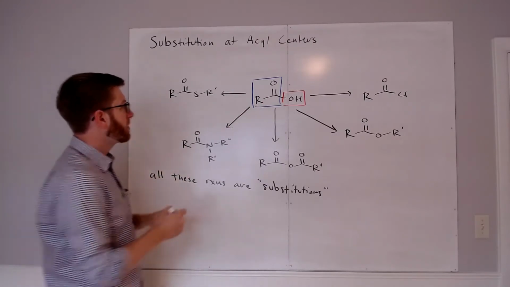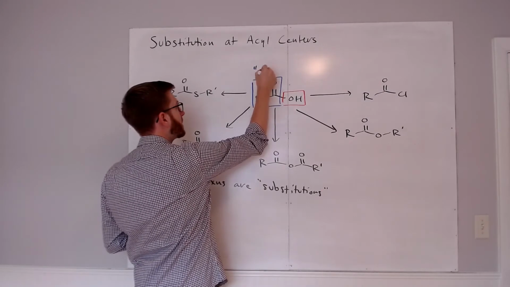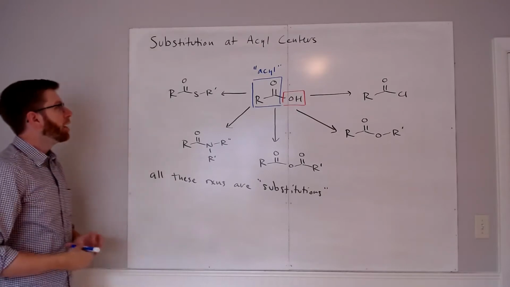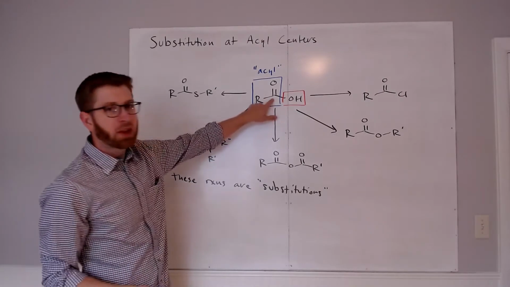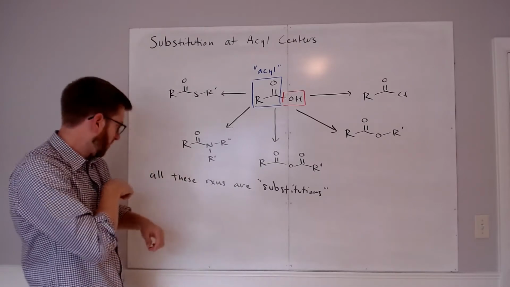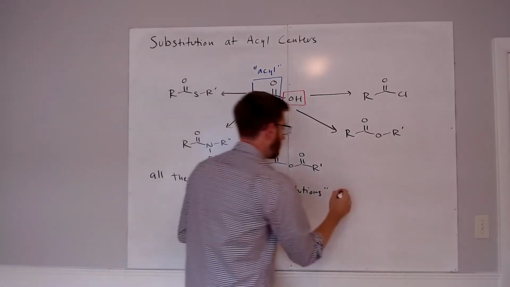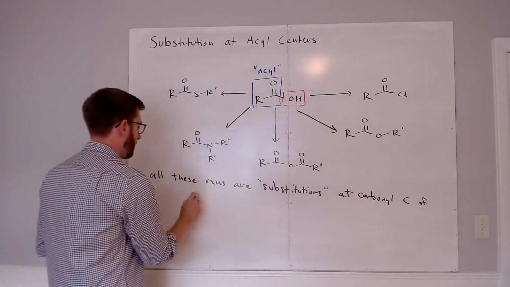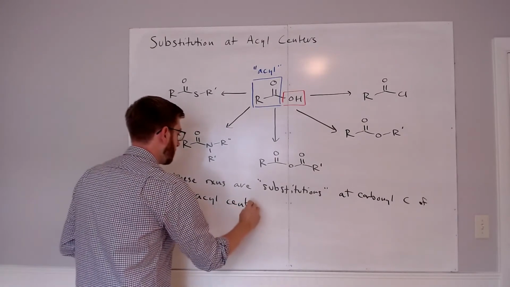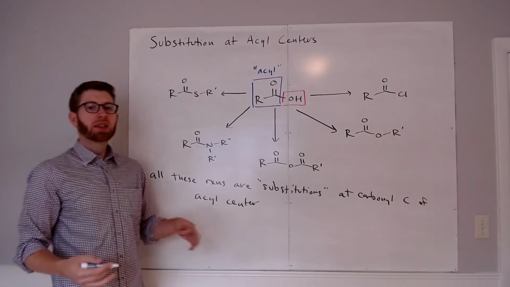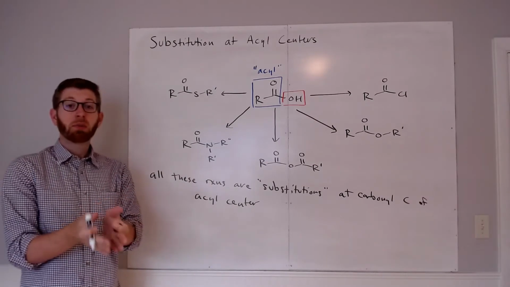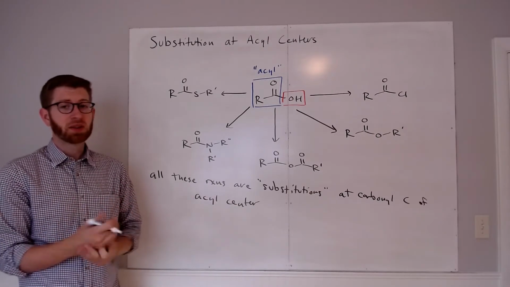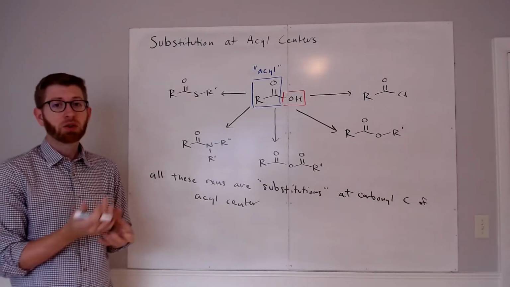So what we could say is that this piece here, we're going to call this an acyl group, ACYL. Please don't pronounce it acyl, as funny as that might be. And what we're doing is substitution at the carbonyl carbon of the acyl group. So we could say these reactions are substitutions at carbonyl C of acyl center or group. So just like we talked about SN1, each of those letters corresponds to some important information. The S stands for substitution, the N stands for a nucleophile being involved, and the 1 tells us something about the reaction kinetics, that it's unimolecular.